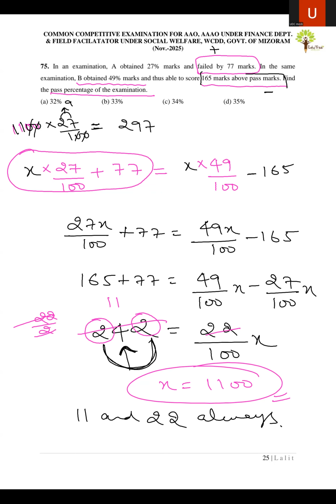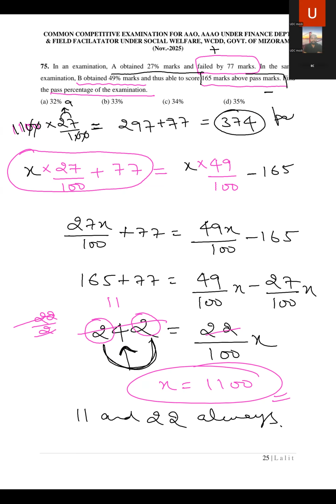A obtained 27% marks and failed by 77 marks. So 297 plus 77. This will be equal to how much? 374. So 374 are the passing marks. So we have to find percentage. Total marks are how many? 1100. Total marks are 1100.